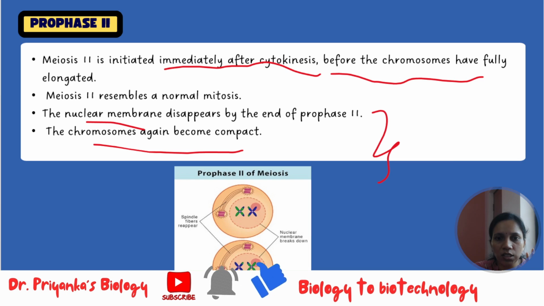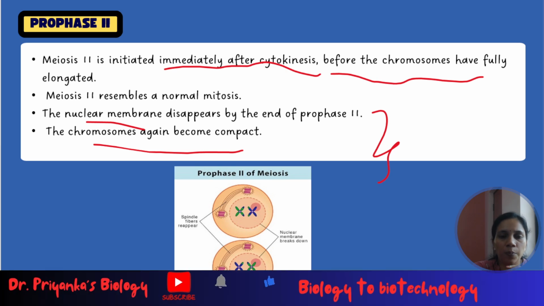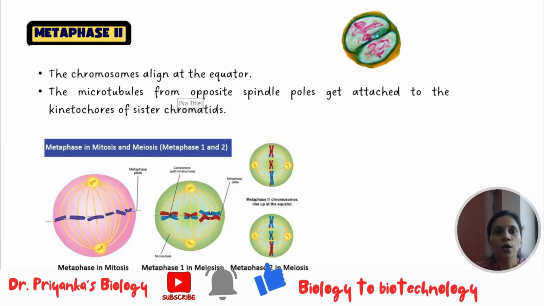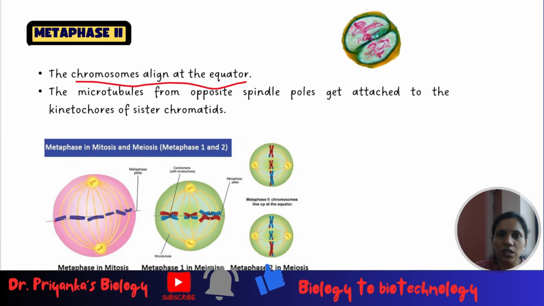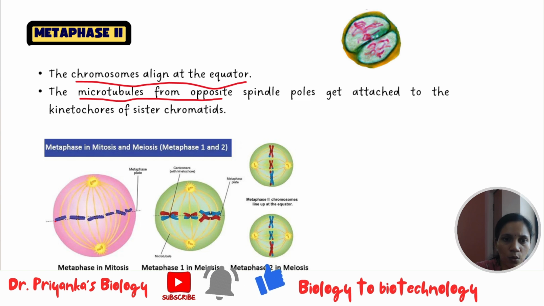This picture shows the same thing: the broken or damaged nuclear membrane and the spindle fibers have reappeared, because from prophase it has to move on to metaphase. What happens in metaphase is the alignment of the chromosomes on the metaphase plate. So the chromosomes are again getting aligned on the equator, the same thing which we had studied in metaphase of mitosis and metaphase of meiosis 1.